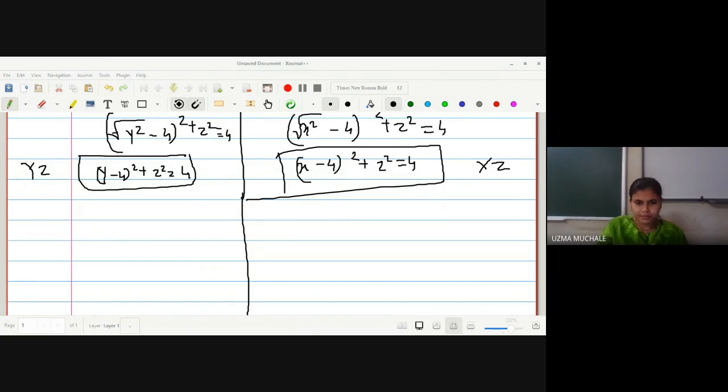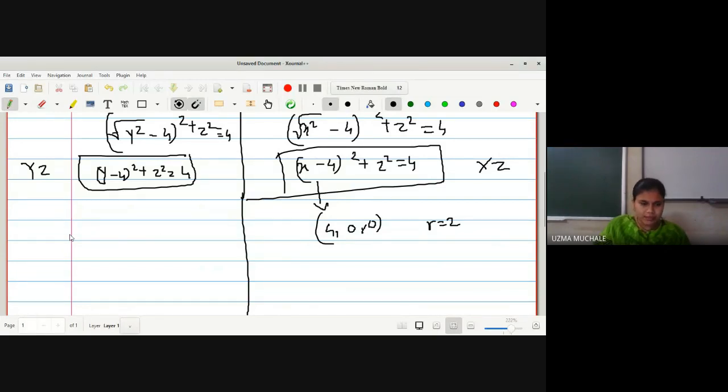Right? What is the center? 4, 0 and 0, and radius is 2, correct. This is a profile curve, or we can say profile circle, which is a circle with center at (4, 0, 0), z coordinate is 0, y is also 0, and a radius is 2. Is anyone having a doubt for this step? No, ma'am. Assuming that you are not having a doubt, let me go for the next part.